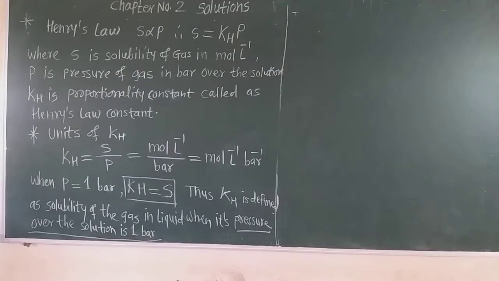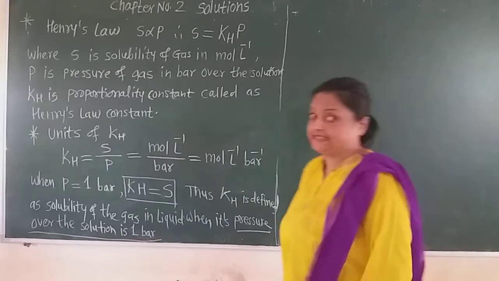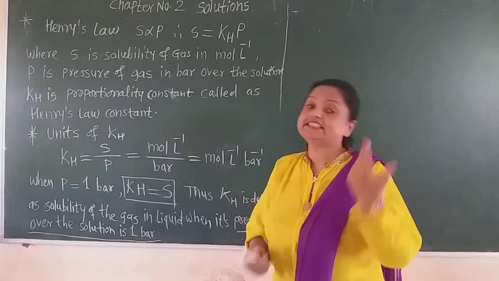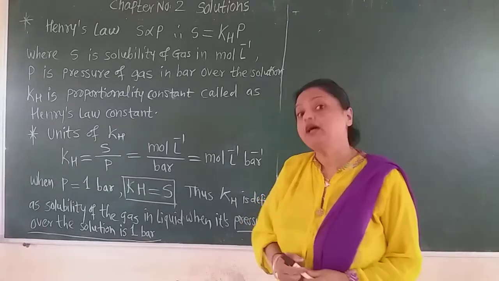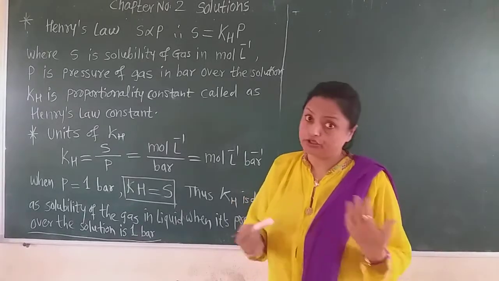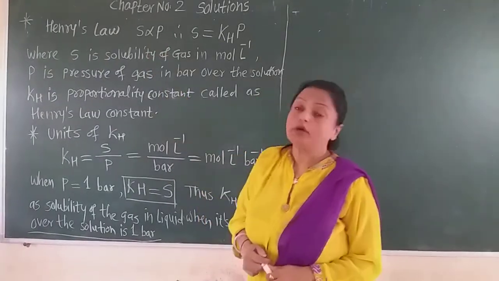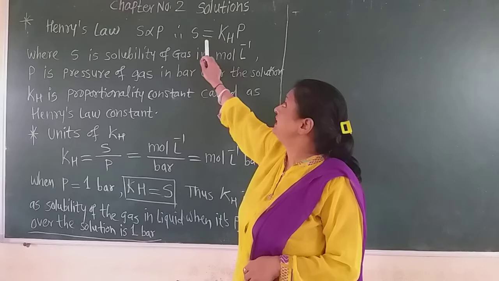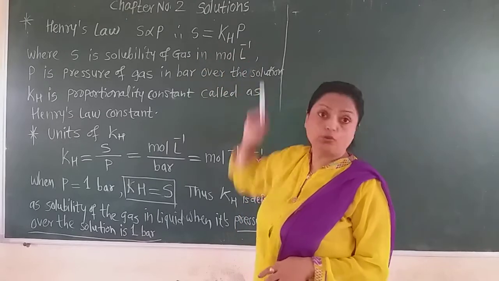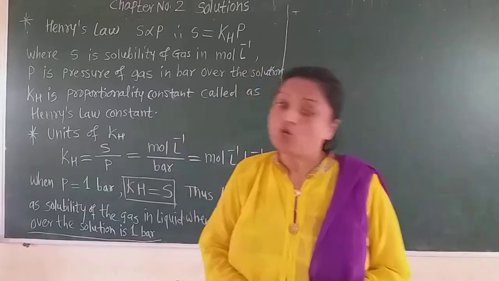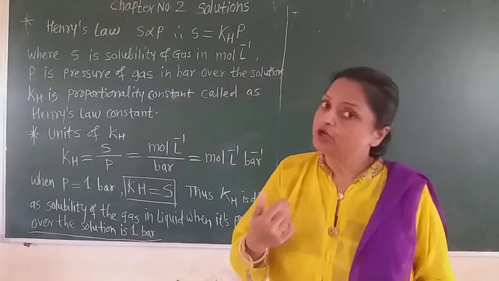Now again pay attention, students, on the blackboard. This Henry's law says the solubility of the gas in the liquid is directly proportional to the pressure of that gas over the solution. That is, solubility is directly proportional to pressure. So solubility is equal to kH into pressure. Now this kH is called the Henry's law constant, which is the proportionality constant.